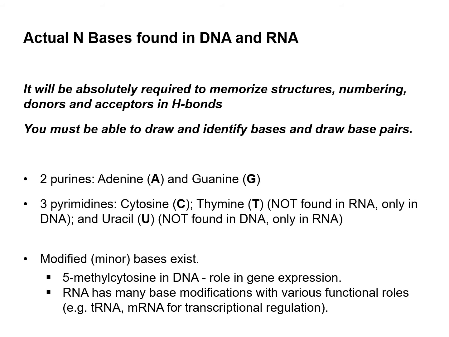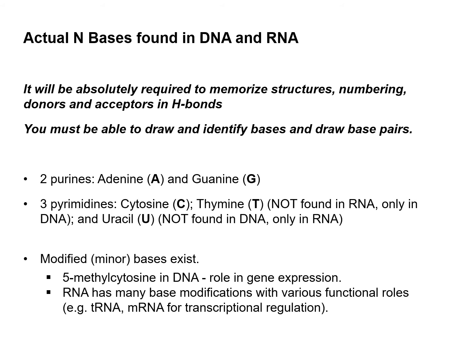There are largely two different types here. Two purines, which are adenine, written as A, and guanine, written as G, and three pyrimidines. One is cytosine, which can be written as C, thymine for T, and uracil for U. Thymine can be found only in DNA, but not in RNA, as opposed to uracil, which can be seen only in RNA, but not in DNA.